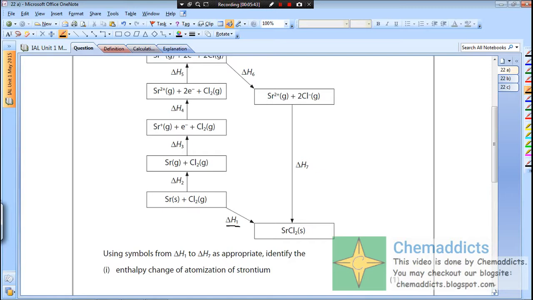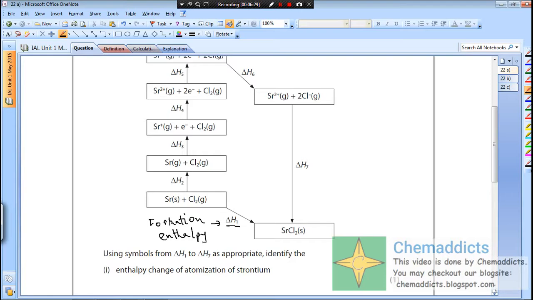Here we can see that these are the reactants. This arrow sign means that this thing has reacted to form this thing. So these two are reacting, and as a result this thing has formed. So this is the formation enthalpy, as we can see.